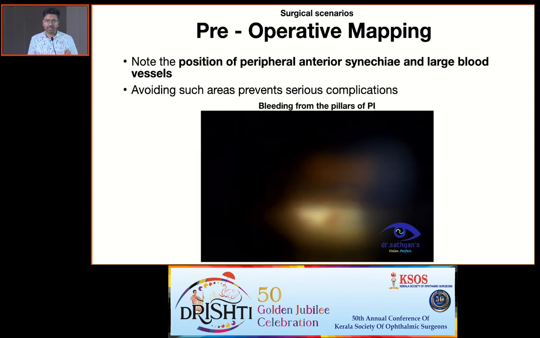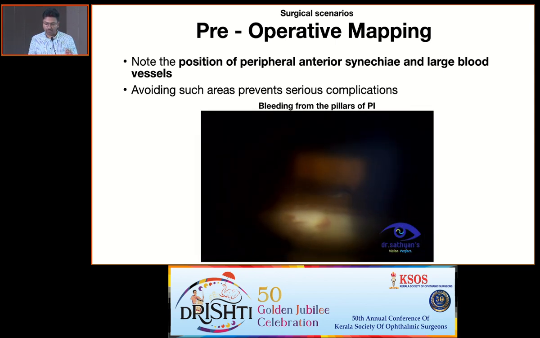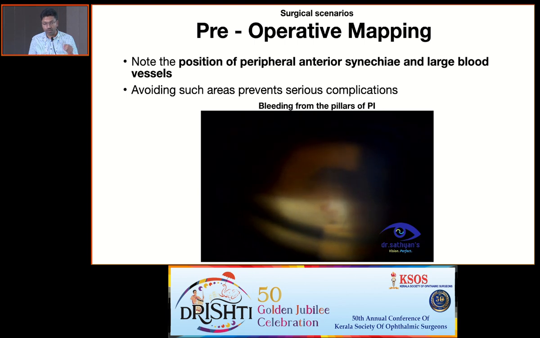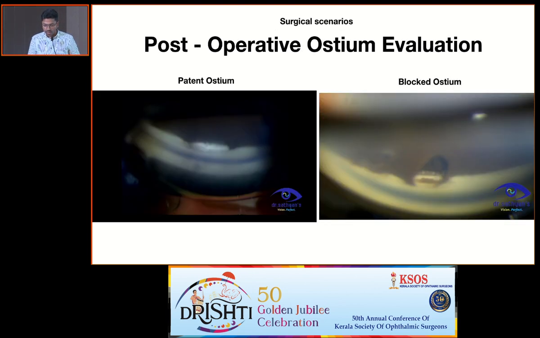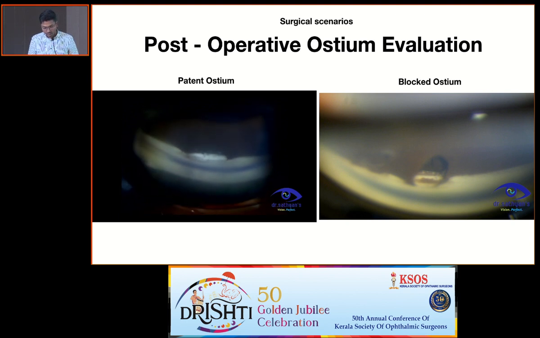So gonioscopy plays a very vital clinical role, to identify where you want to look and what you want to do in certain situations. This is one such scenario. Whenever you do a combined surgery and you see the bleb, we will all be looking at the bleb. But the most important part, if you feel there is an IOP rise, is a blocked ostium, which we can't see in a normal slit lamp. We have to use gonioscopy and see whether the ostium is patent or not.